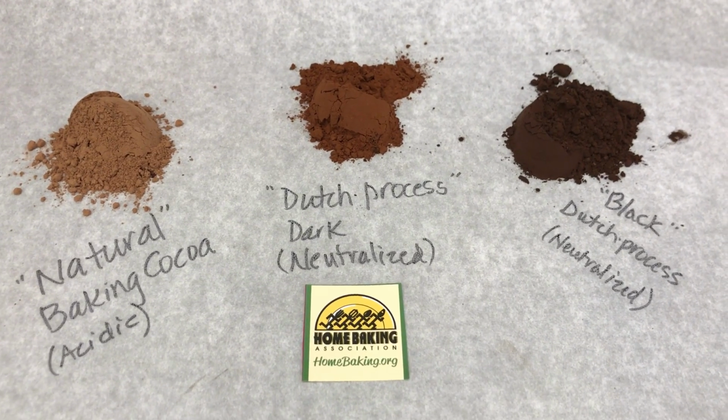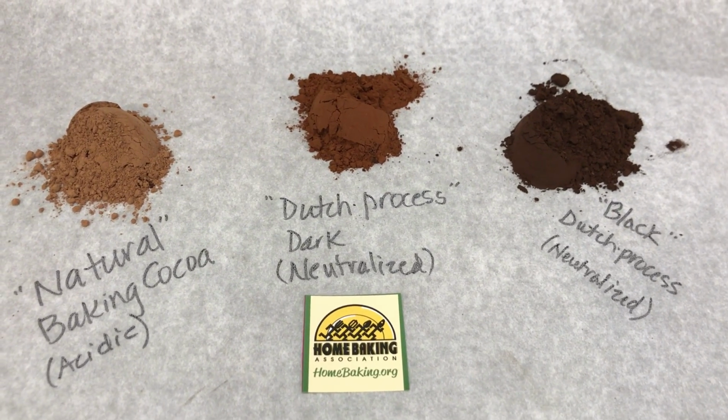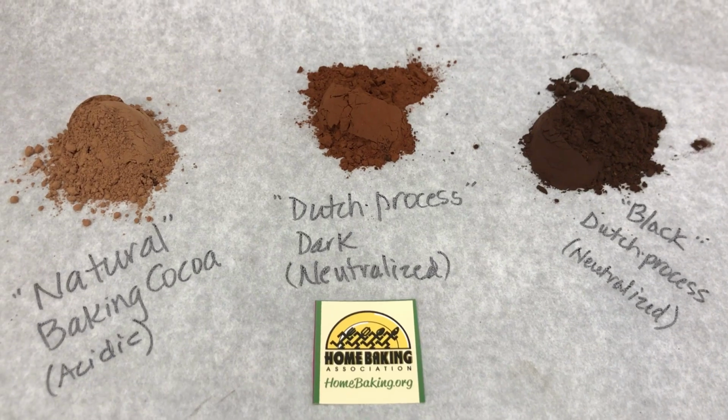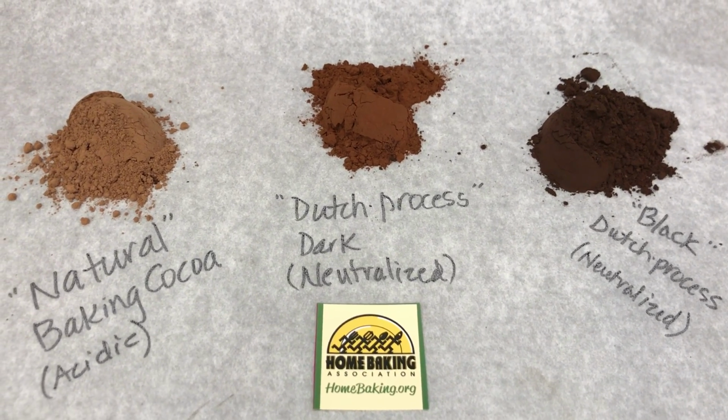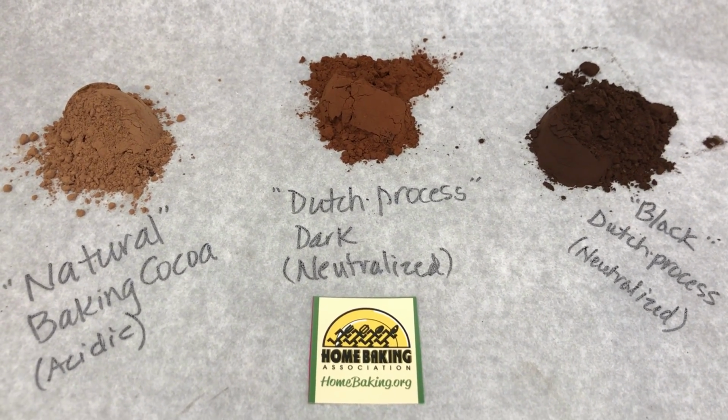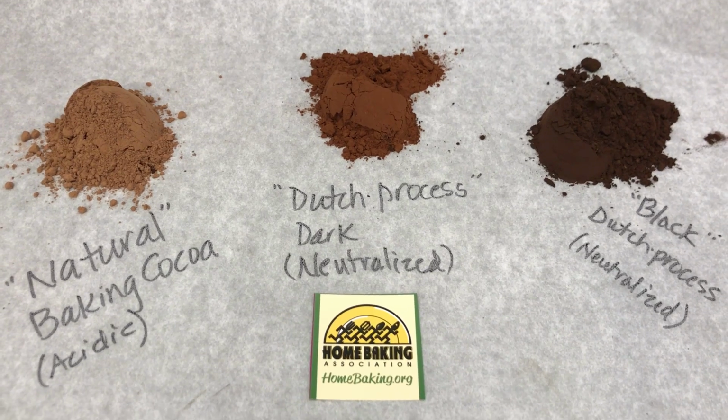Sometimes you're not sure if you can substitute one for the other in a recipe. You might want that deeper, richer flavor and color of the Dutch process, but the recipe calls for natural baking cocoa. What's the difference?